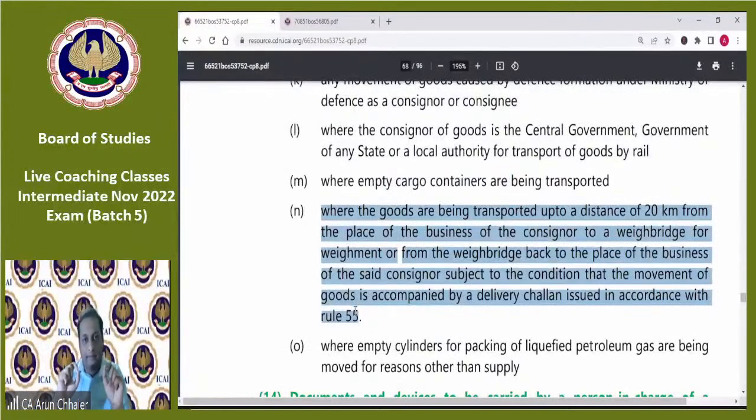What is that? See, I have packed my material, but before generating the invoice, I need the weight of that material. So for that purpose, the truck is moved to the weighbridge for payment purpose. So if the distance from your location, from your factory to the weighbridge is 20 kilometers, supported by delivery challan as per rule 55, in that case, if the distance is 20 kilometers, not required.